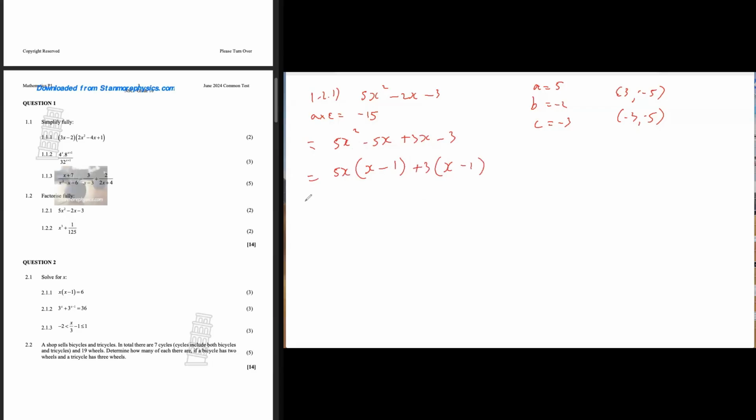Okay, so now you see x minus 1 is common on both sides. You're going to take that out. And then you're just going to get 5x plus 3. And just to make it look a bit nicer, 5x plus 3 into x minus 1. Yeah, guys, shouldn't be losing any marks here. And yeah, that's relatively simple.